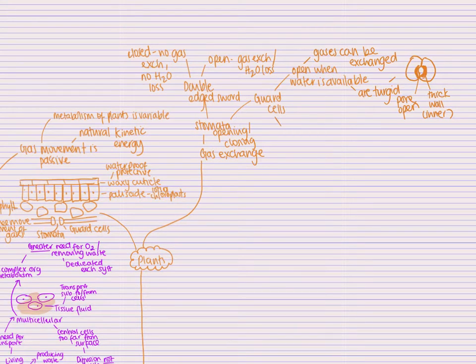However, they are closed when water is unavailable. Or when water is a stress, so we can say water stressor as well. And what this means is that our cells are now flaccid. It means they don't have enough water in them, they're a little bit floppy. The vacuole isn't as swollen as it could be. And ultimately, that's going to close my pore.